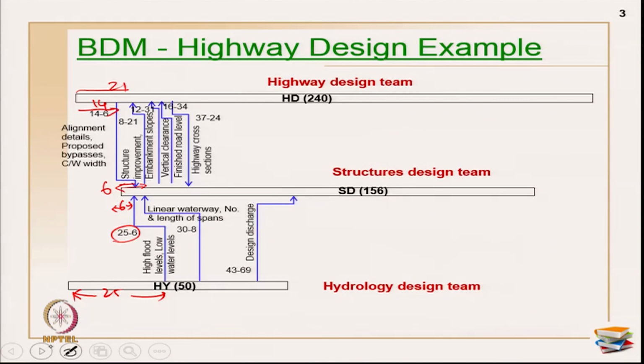So, like this the flow continues and all other information between these teams is exchanged. I have not shown the complete list, this is only to show what the detail is. In this case, all these were parameters which were exchanged between the three teams.